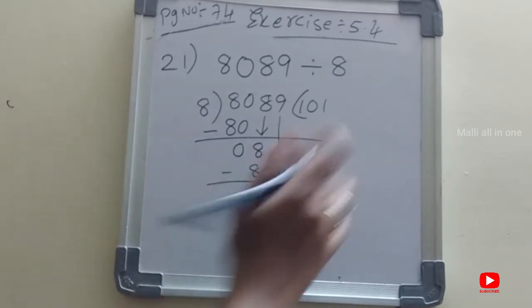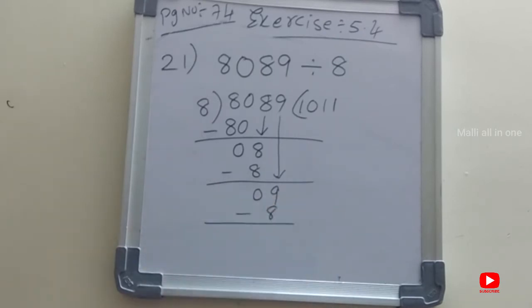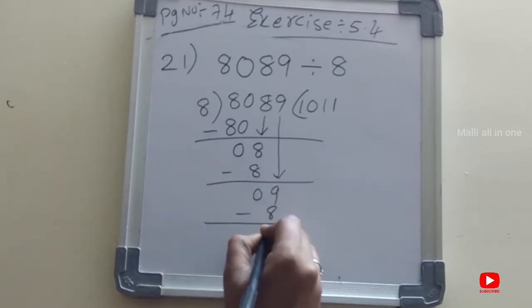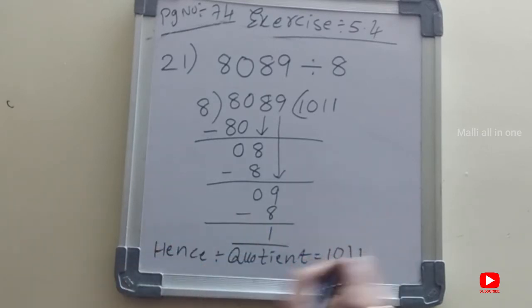Now in the 8 table, 8 ones are 8, 8 twos are 16. Now 16 is big. So 9 minus 8 is 1. Hence quotient equals 1011. Remainder equals 1. Like this.